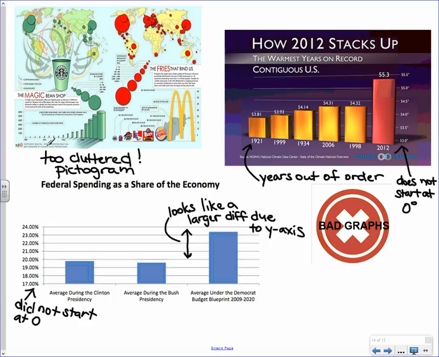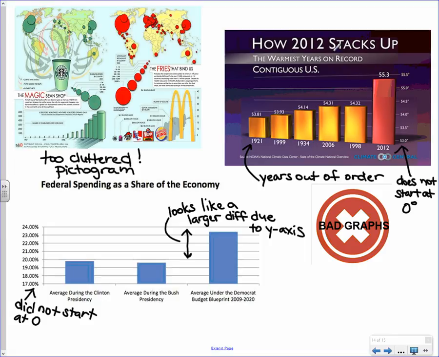This is another one, very cluttered, and that's a pictogram. This is a problem because it did not start at 0. Okay, so it looks like, sorry, I was seeing if I had another example, but it looks like from here to here that the budget increased like 2 or 3 times, right? But actually, we're just going from about 19 or 20% up to about 23%. So it's not that big of a difference, right? I mean, there obviously is an increase, but sometimes people will not start at 0, which makes something look like a much bigger increase or decrease than it really is. So you always want to check for that.